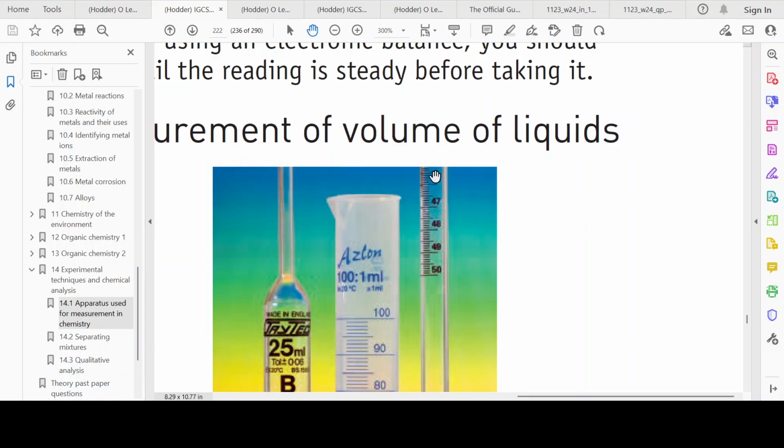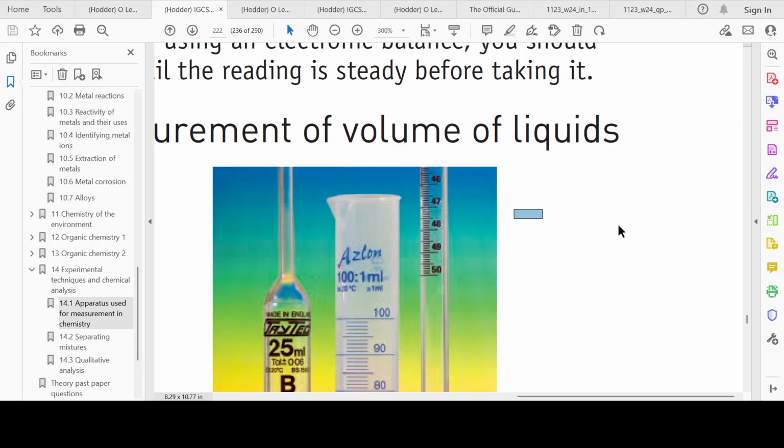So this is 46, right? So it's increasing as you go down, and you started at 46 and you went till 48.5. And so the question is, what volume of liquid did you use? So what you do is you write down the initial volume, which is 46, then you write down the final volume, which is 48.5, and then the actual volume used will be 48.5 minus 46, which will give you 2.5.